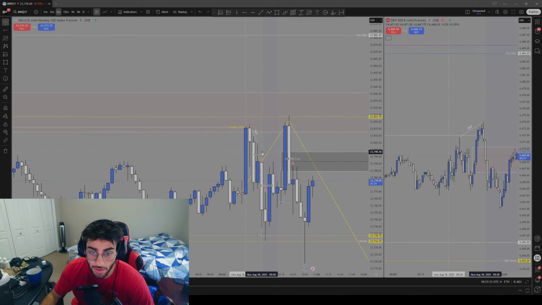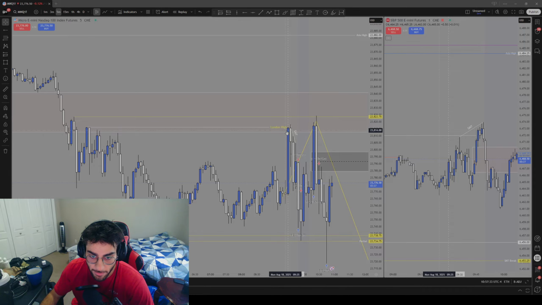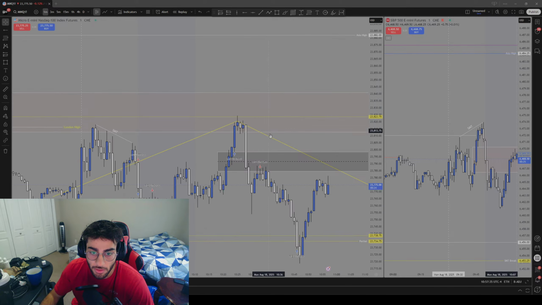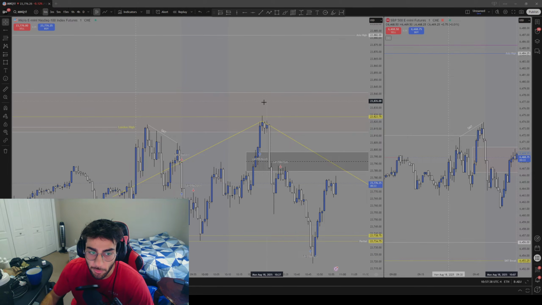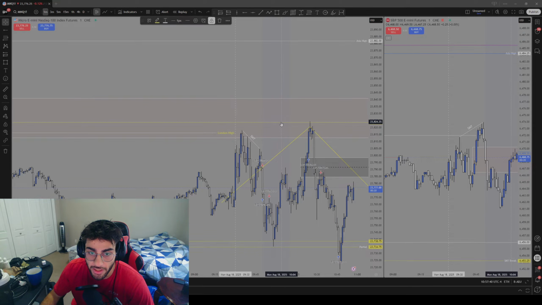And let's take a look at the 5-minute here. What was our market structure looking like on the 5-minute? We broke structure towards the upside. Okay, that's just telling me that we want to keep moving higher. And I want to target this level right here that I had marked out pre-market.